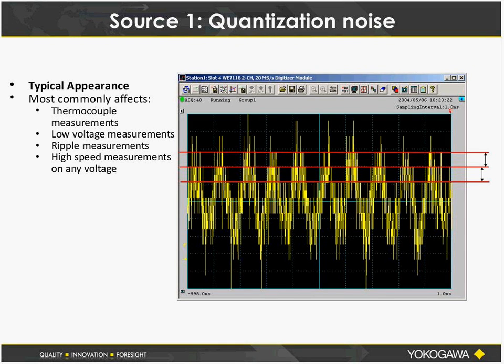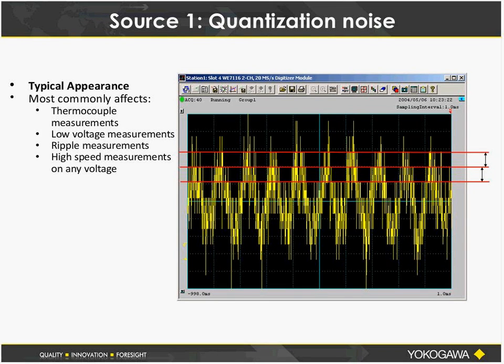The first noise source that we're going to talk about is quantization noise. I have in this screenshot a grossly exaggerated version of quantization noise, but I do want to show you what it looks like. Essentially, if you see banding on your display either directly or when you're zoomed in vertically, and you'll see discrete steps where it looks like the samples are falling at specific steps or bands vertically, then you may have quantization noise.